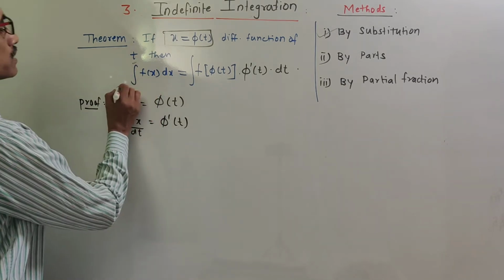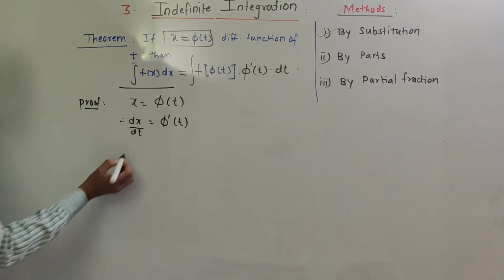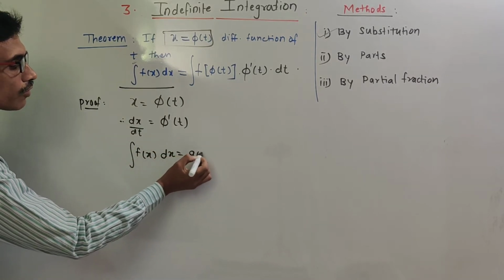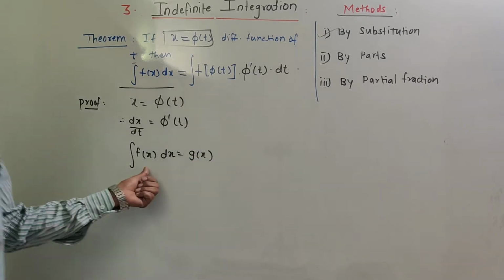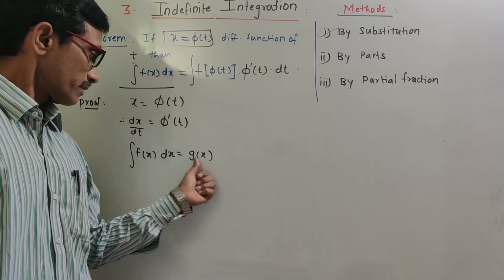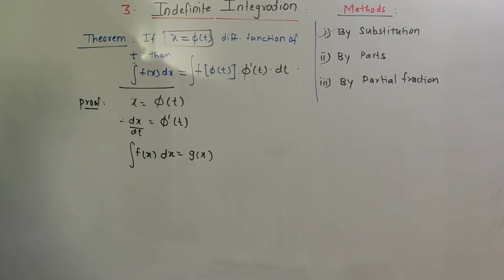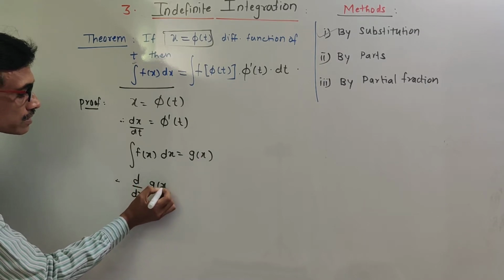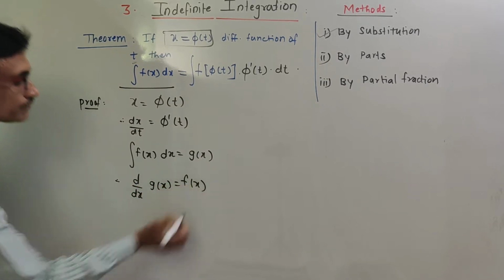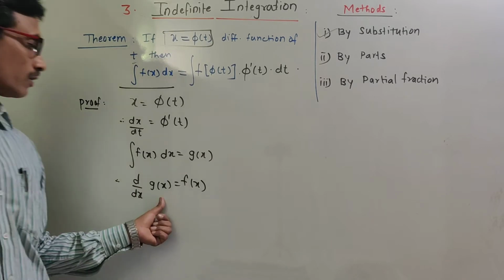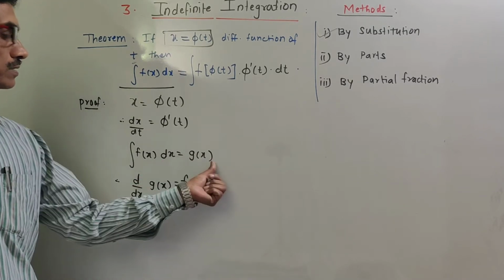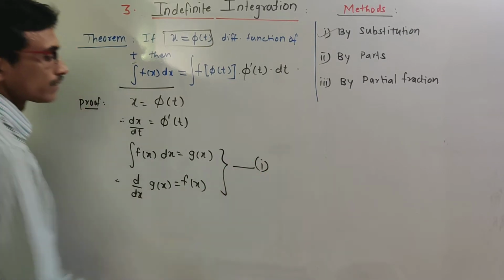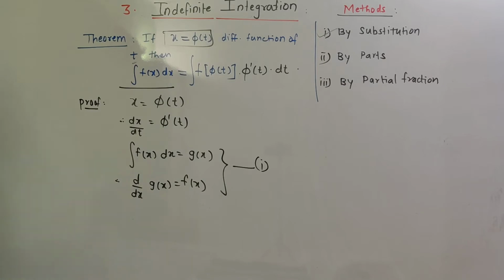Then we consider the left hand side, that is integral f(x) dx. We consider it equal to g of x. So the integration of f(x) is g of x, that means the derivative of g of x is f(x). This is by definition: if the derivative of this function is this, then the antiderivative of this is g(x). So we can denote it by 1, say. Further, we use the chain rule of derivative.